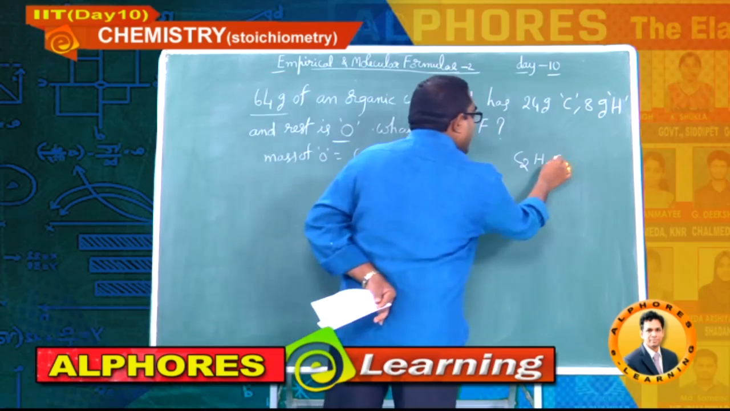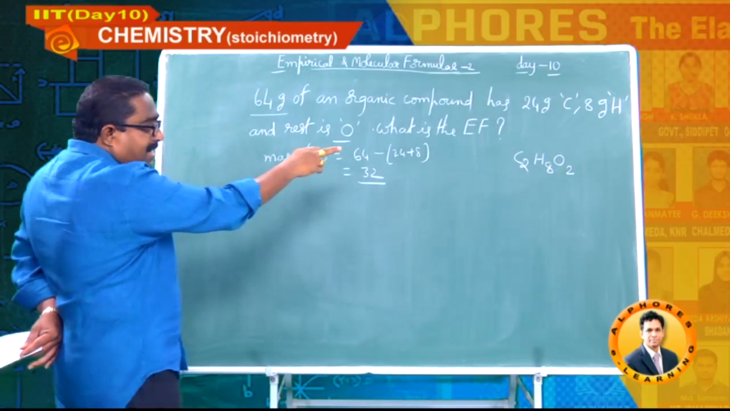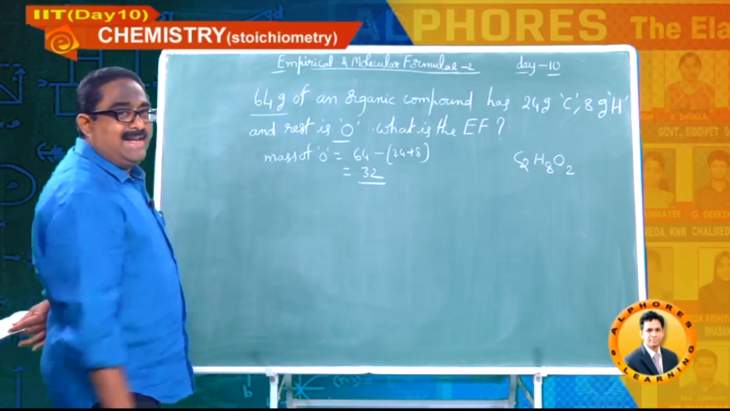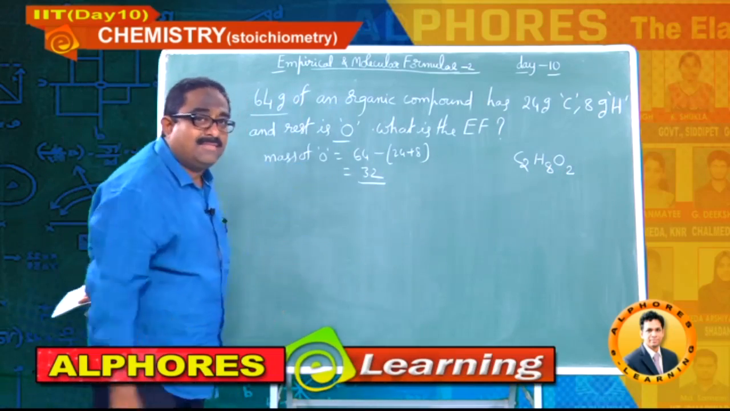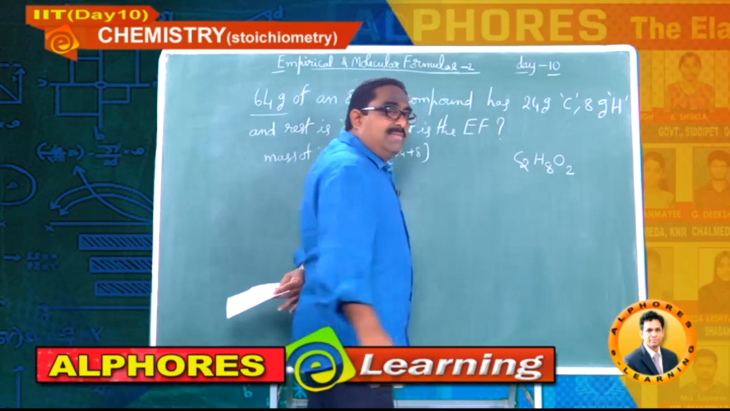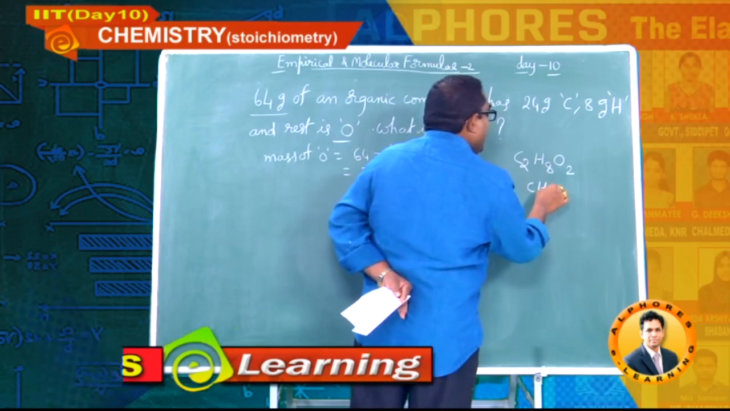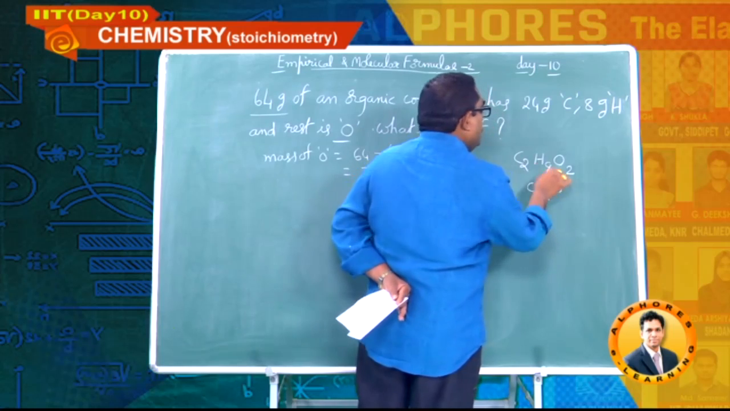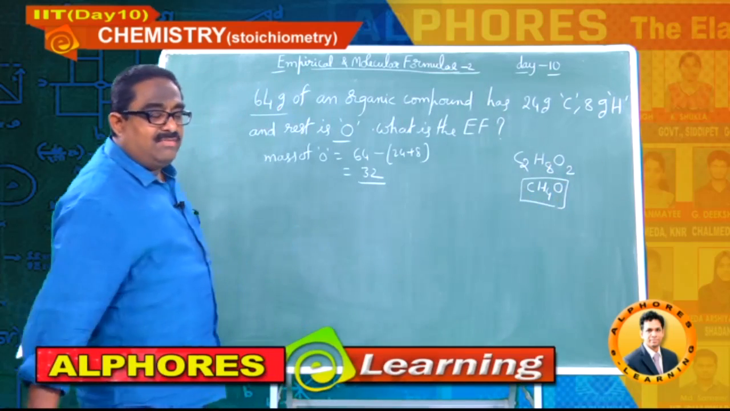Now if you go for the mass of that compound based on the molecular formula itself, indirectly he has given the molar mass of the compound here. So if you cancel the common term, you can simply get CH4O. 2 will get cancelled. So this is the empirical formula of the compound.